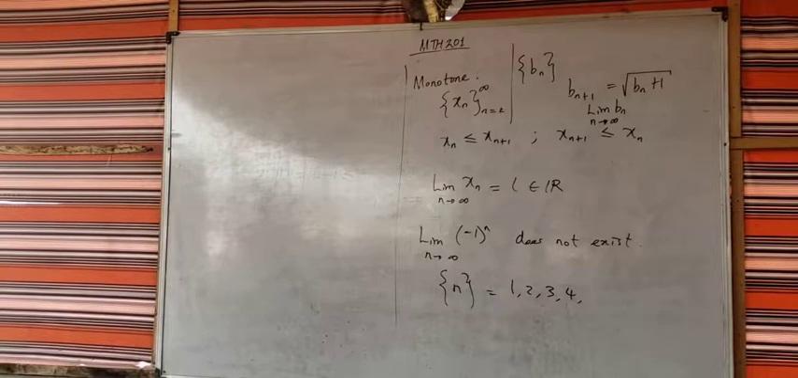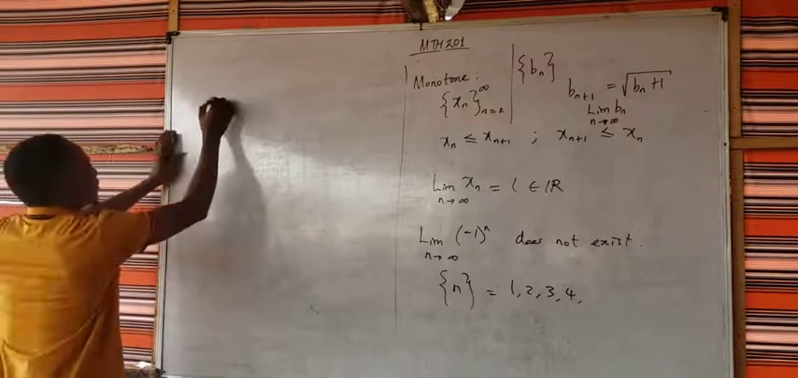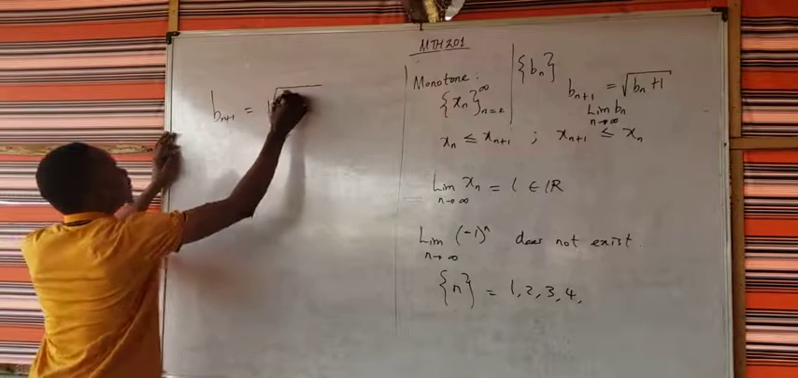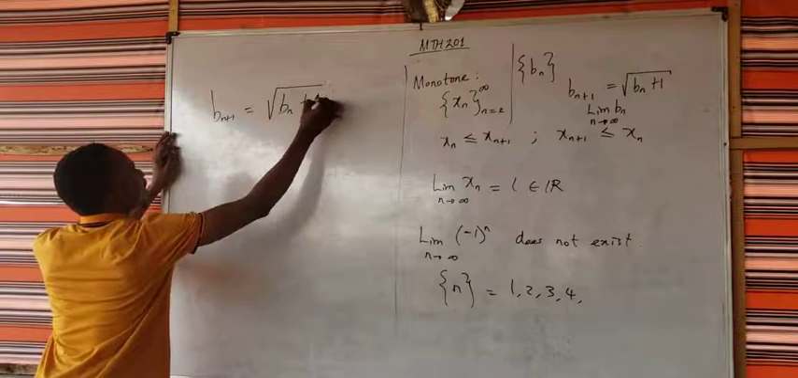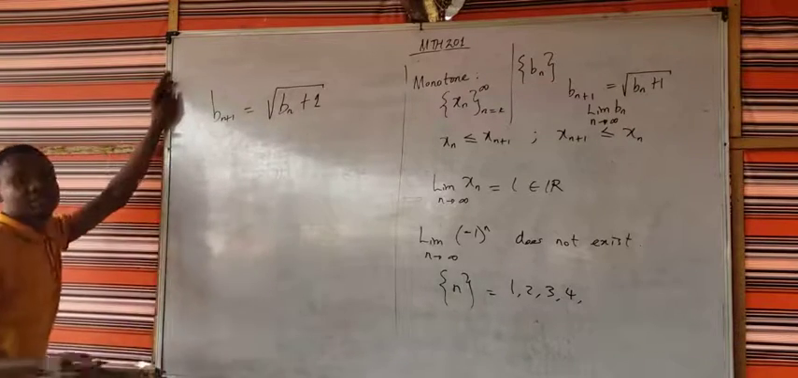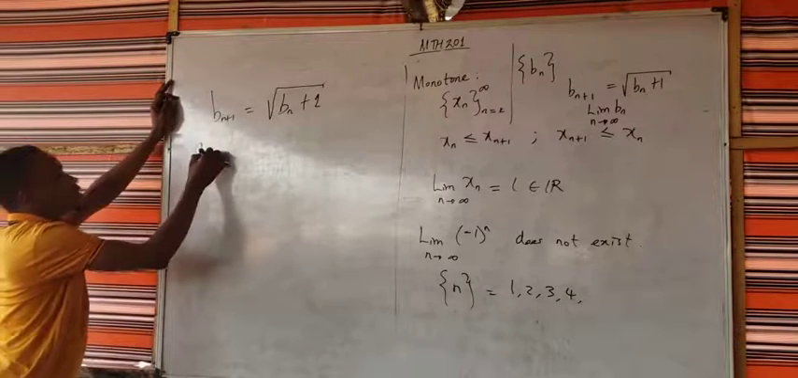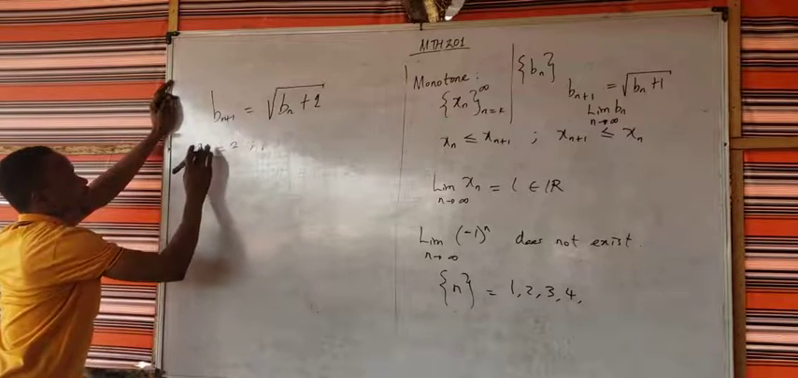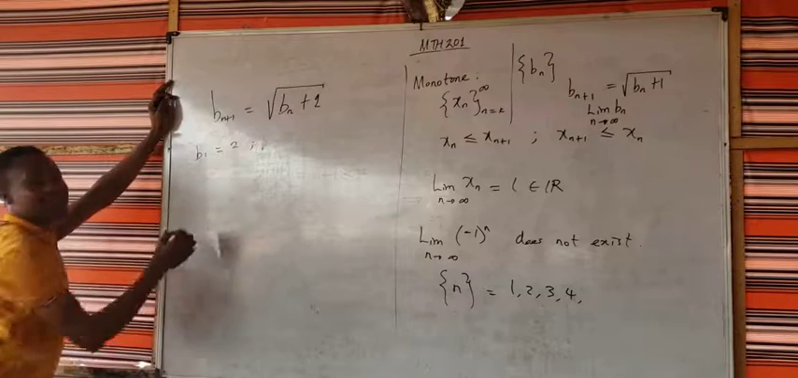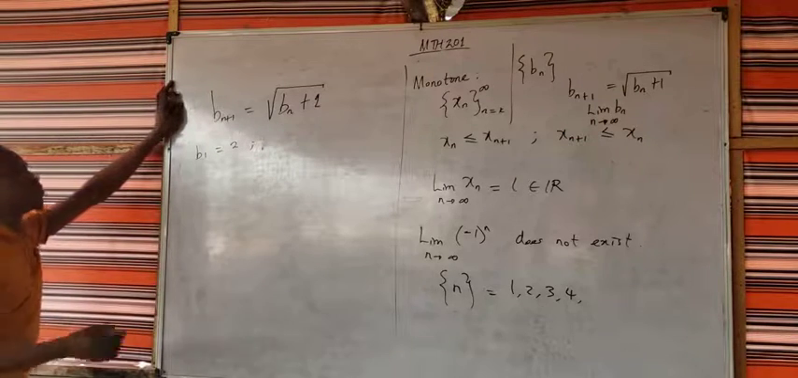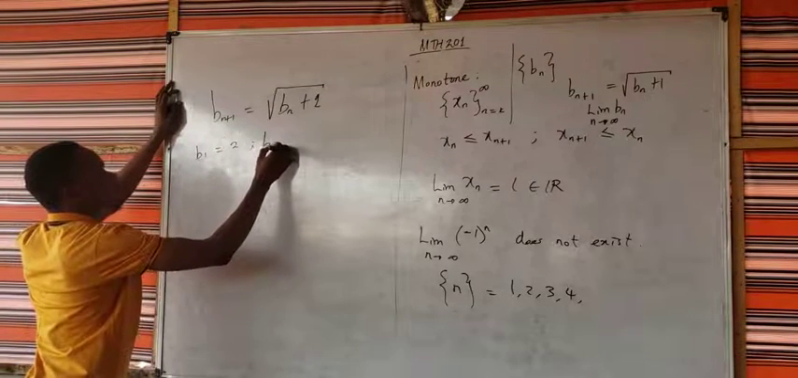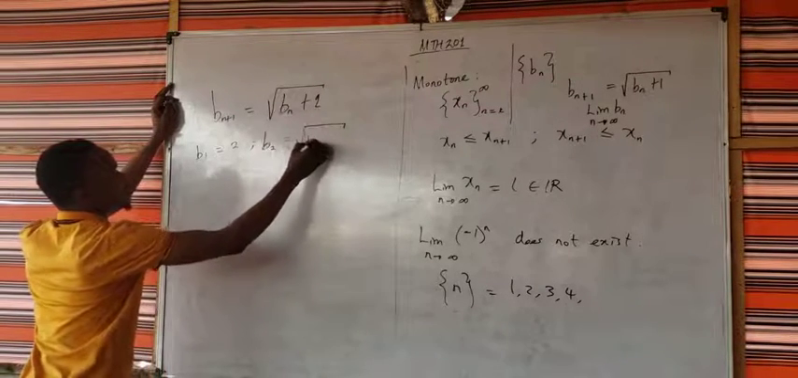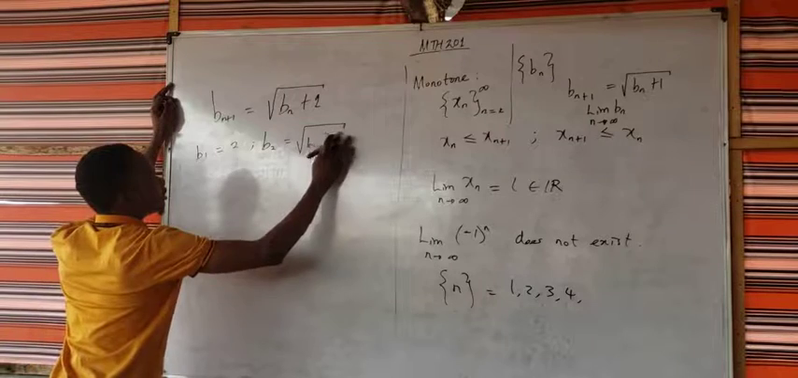Okay, let's try it together. We know that we are given b_{n+1} = √(b_n + 1). This means that, for instance, if you are told that the first term of the sequence, b1, is 2, then to get the second term b2, it will be equal to the square root of the first term b1 plus 1. Does it make sense? Yeah.